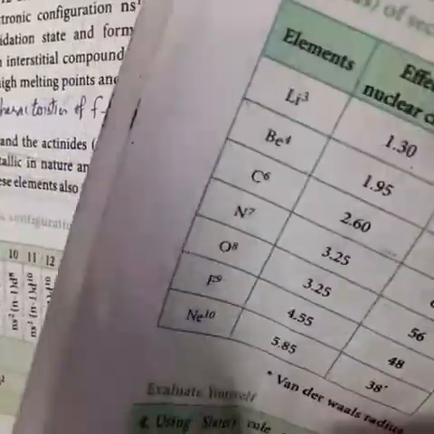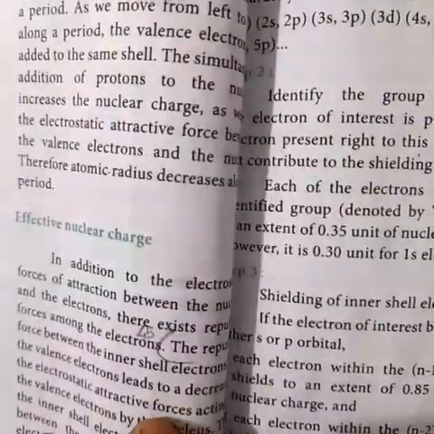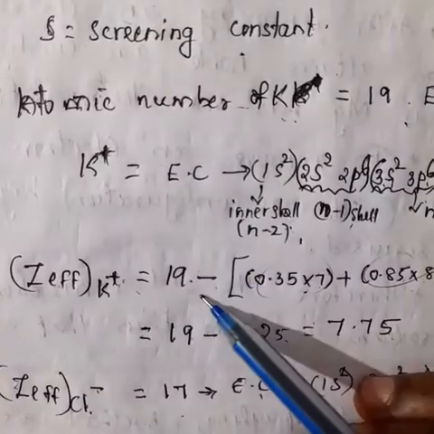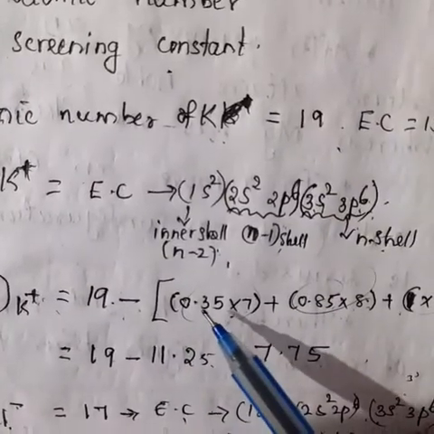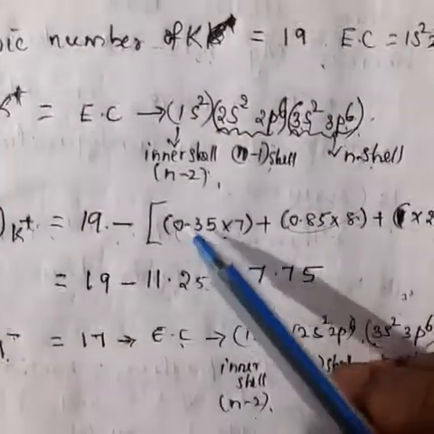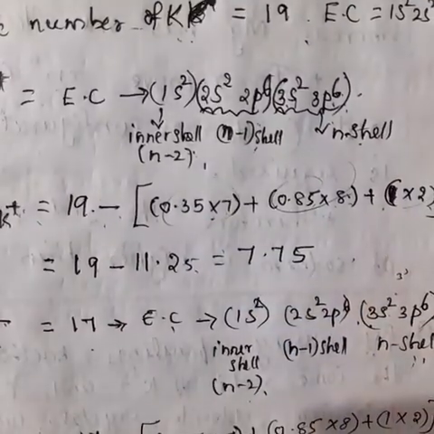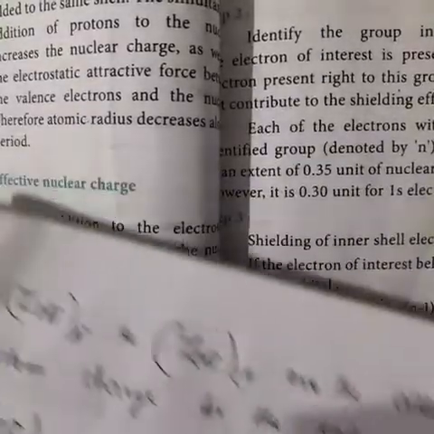Here Z is equal to 19. 19 is the atomic number, Z. So the formula is Z minus S. So Z means 19 minus S. We have to calculate the S value. How can we calculate the S value? That is given in your textbook.